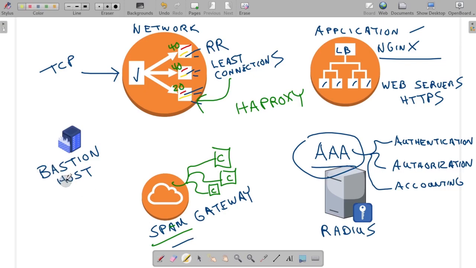So those are some of the terms that you should know. The load balancer, and know that there are different types, for example, the network load balancer and the application load balancer. Also know what a spam gateway is, as well as a bastion host, and know your AAA protocols, authentication, authorization, and accounting, and know what a Radius server is. We'll cover a little bit more about Radius in another video.